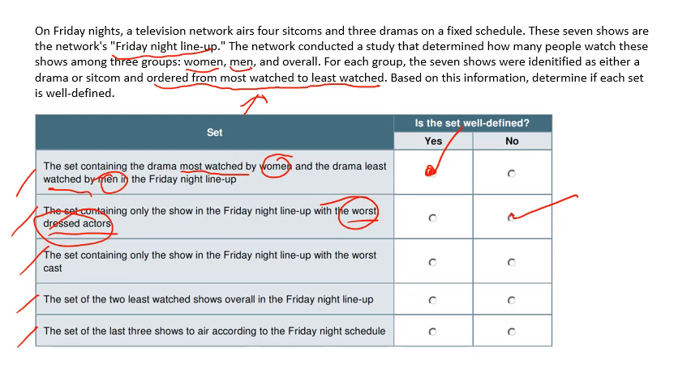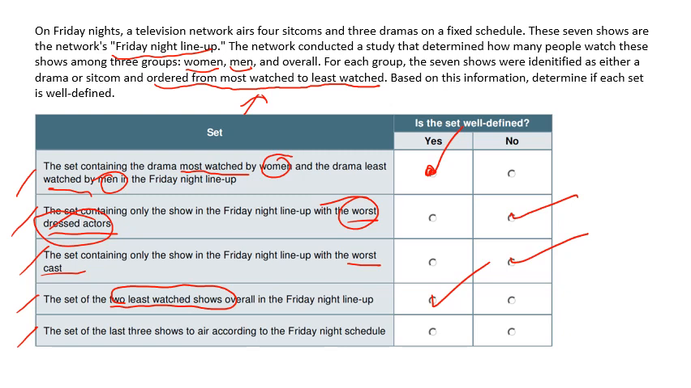All right, well, anyway, I don't see that information, anything about collecting what we would consider the worst cast, so that is not a set. The 2 least watched shows overall in the Friday night lineup, we did gather that information, because we ranked them from the most watched to the least watched. So a set: the set of the last 3 shows to air according to the Friday night schedule. Did we track them?